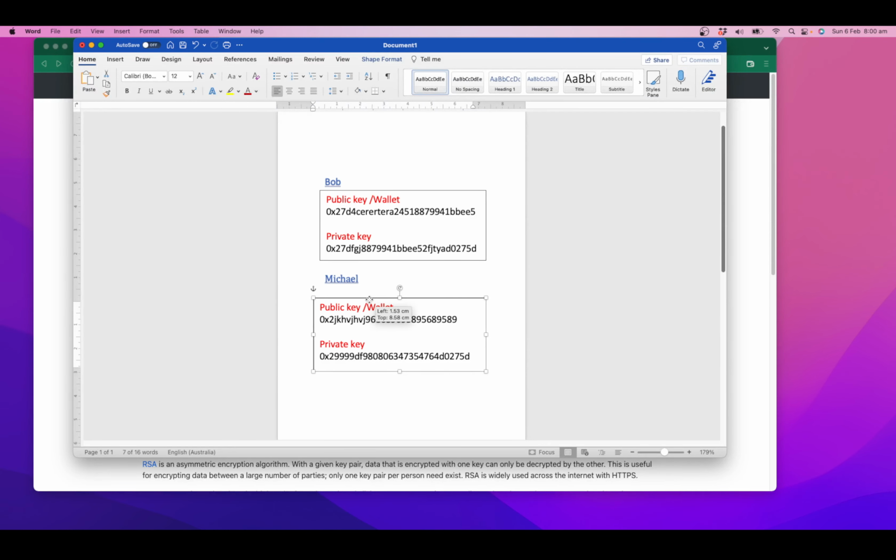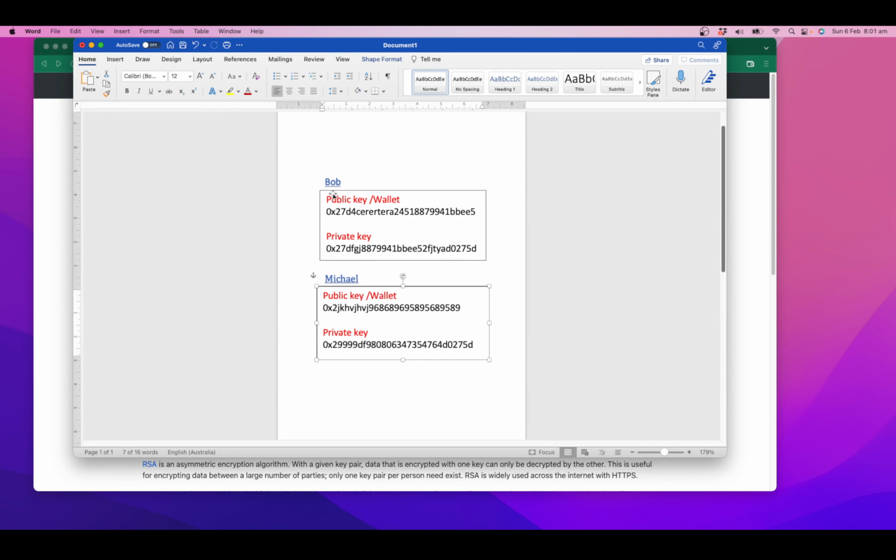So if Michael doesn't know Bob's private key, he will not be able to access his wallet. But if somehow he hacked Bob's computer or something else happened and he gets the private key, he can put that private key here, and he can generate the wallet address.